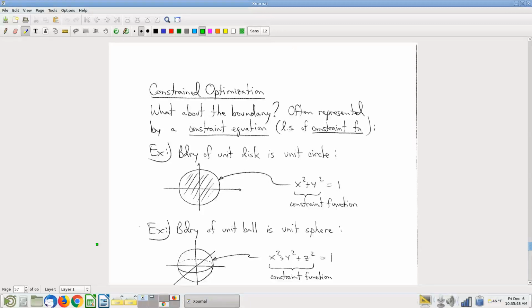Okay, so back to constraint optimizations, was what we were talking about before. Again, the big idea, our motivation for this was, how do we deal with sets that have boundaries? How do we deal with the boundaries specifically, right?